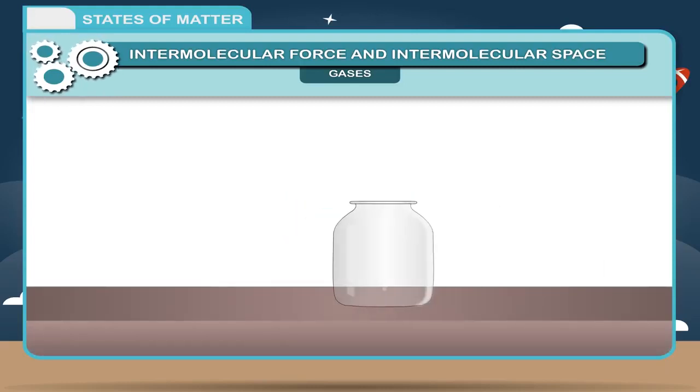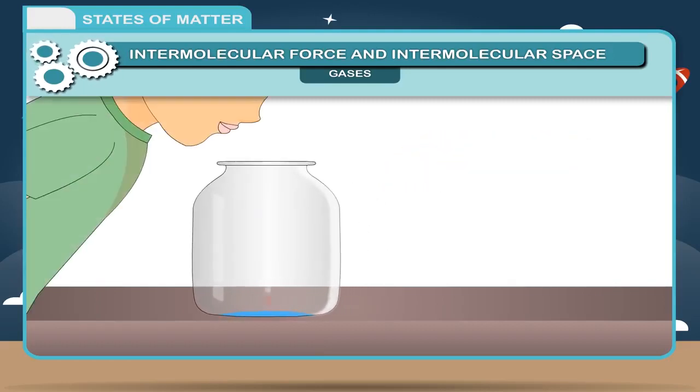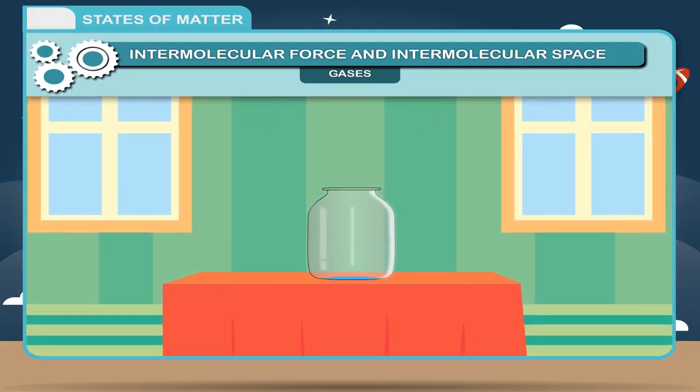Activity: take an empty glass bottle and pour a few drops of perfume in it. Smell the bottle. You will be able to smell the perfume. Now, place this bottle in your drawing room and leave it undisturbed for a few minutes. You will observe that the whole room is filled with the smell of perfume. From this investigation, we conclude that gases have no definite volume. They have a property to fill the entire space available to them.